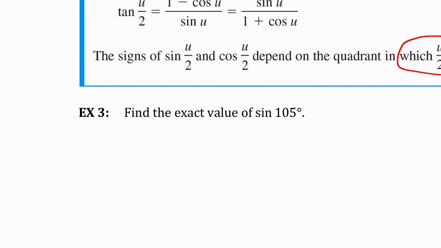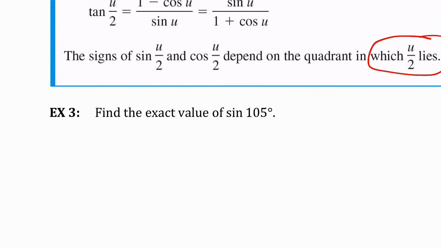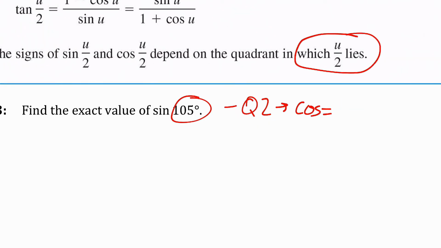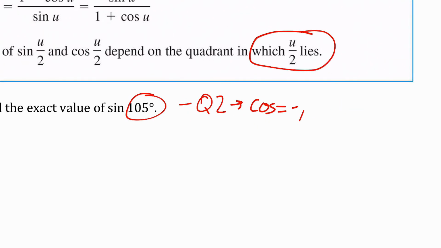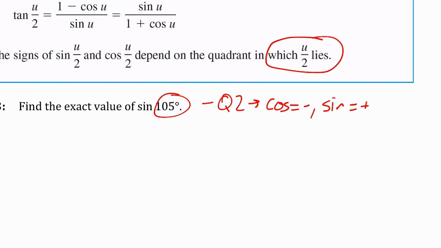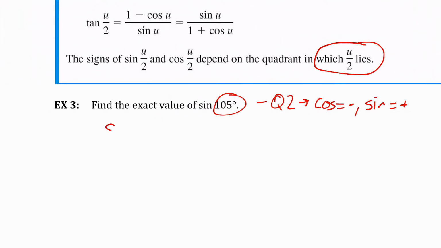So, for example, on example 3, 105 degrees, that's in quadrant 2. Now, in quadrant 2, our cosine is negative, and our sine is positive. So, the sines are positive in quadrant 2, the cosines are negative. Now, for the sine of 105, really what we're going to try to do is relate it to an angle that we know how to use. So I'm going to say 105, well that's half of 210 degrees. And 210 degrees is on the unit circle.